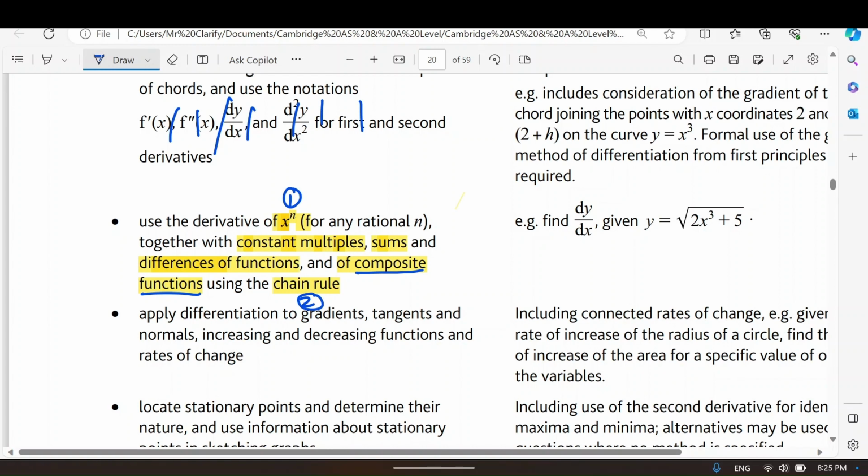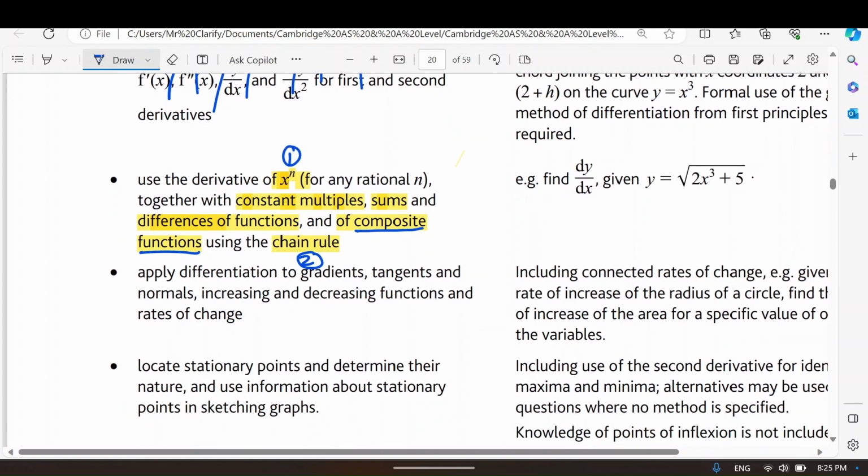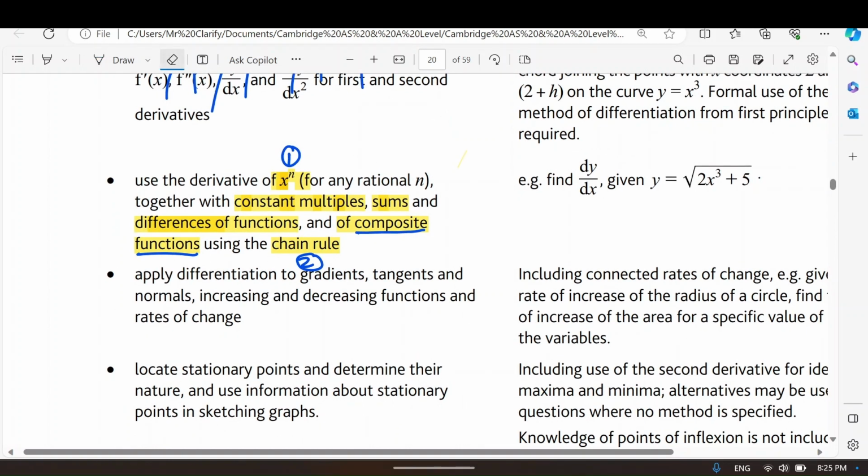So we only have two rules to know, because the very next statement is now saying apply. So it's now application of differentiation. You have gone through the rules, and now the next thing is just to apply the two rules. So the only rules you have to know are the power rule and the chain rule. You have to make sure you're confident in those two rules. And then you're going to start to apply them. To apply them to get what? To get the gradient of a curve.